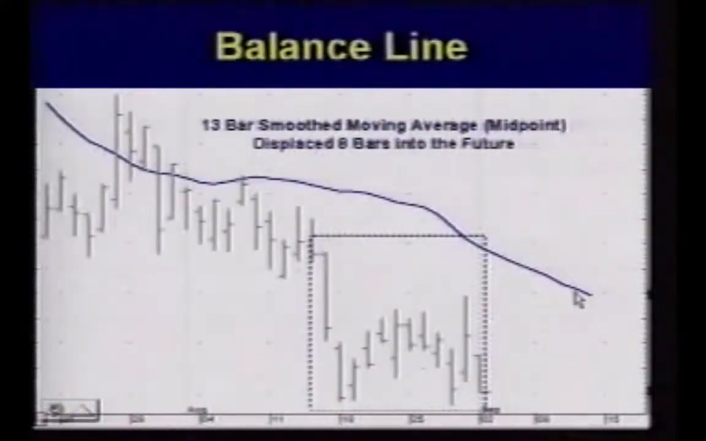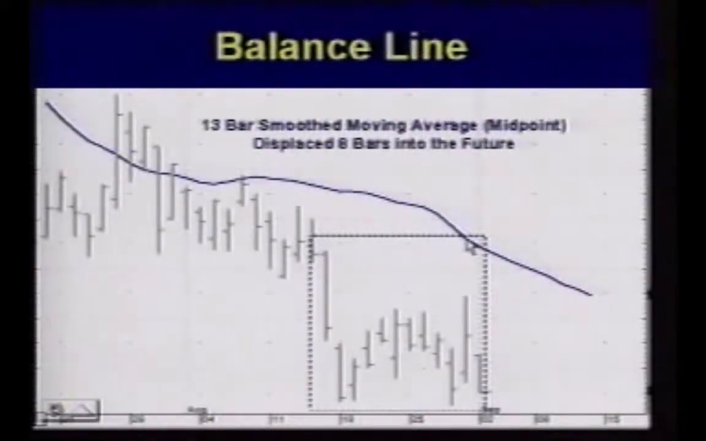Now remember that the balance line is where the price would be right now if there were no new incoming information. So the difference between the balance line and where the current price is can be attributed to new incoming information. That's very, very vital information for your trading and your success. So reviewing again, just to make sure you understand, the balance line is simply a 13-bar smooth moving average that's displaced 8 bars into the future.